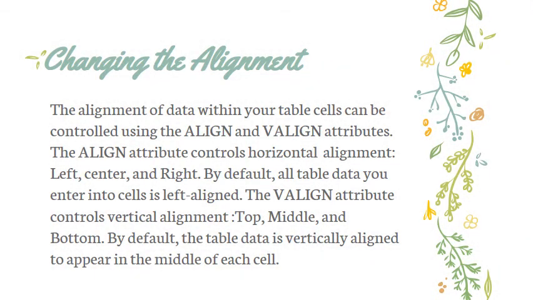Changing the alignment. The alignment of data within your table cells can be controlled using the align and valign attributes. The align attribute controls horizontal alignment, that means left, center and right. By default, all the table data you enter into cells is left aligned. The valign attribute controls the vertical alignment: top, middle and bottom. By default, the table data is vertically aligned to appear in the middle of each cell.